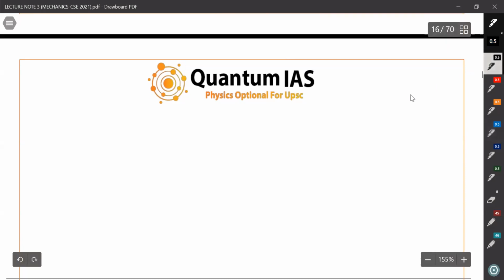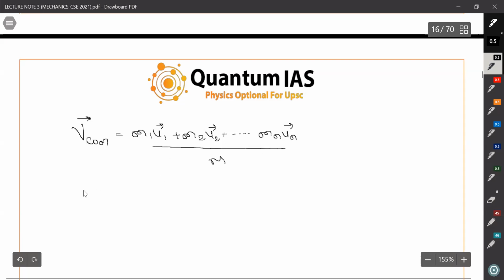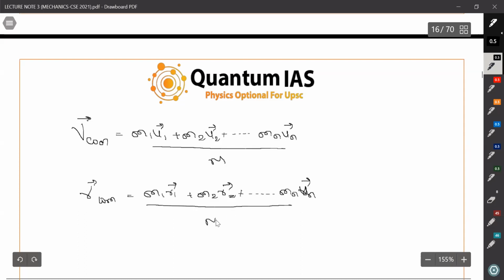I'm not assuming anything. So in L frame, we can write the velocity of center of mass as m1 u1 plus m2 u2 so on mn un upon M. Also R center of mass as m1 r1 plus m2 r2 so on mn rn, sorry, upon M. Okay, this we can write about the center of mass.